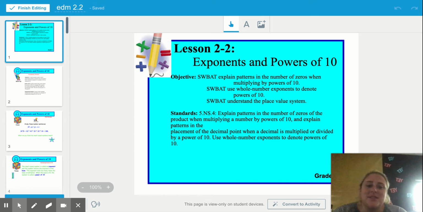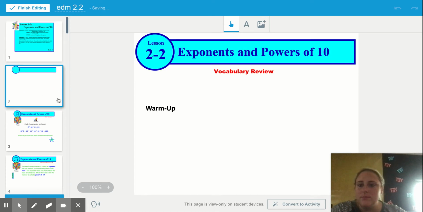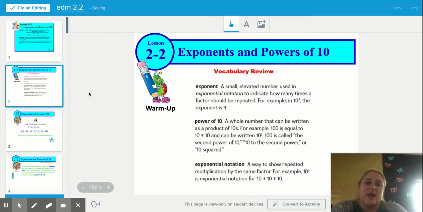Welcome back. Lesson 2 of Unit 2, Exponents and Powers of 10. We're going to be able to explain patterns in the number of zeros when multiplying the powers of 10, use whole number exponents to denote powers of 10, and understand the place value system. Before we begin, we have some vocabulary that we would like to review.